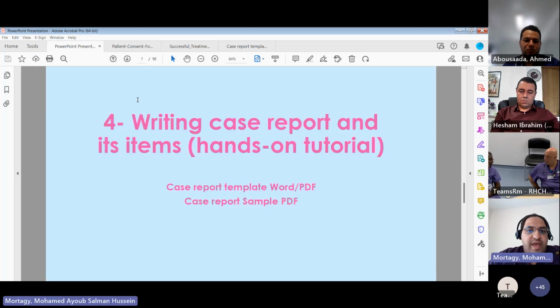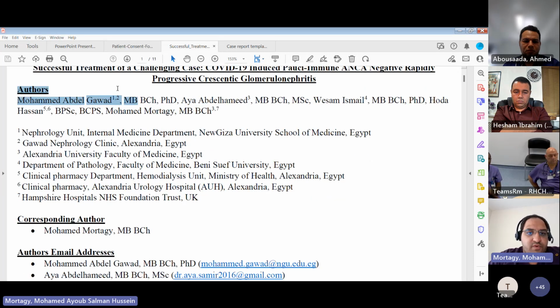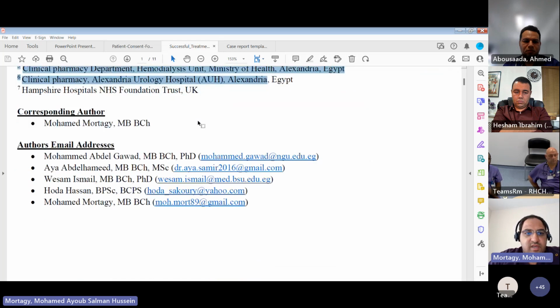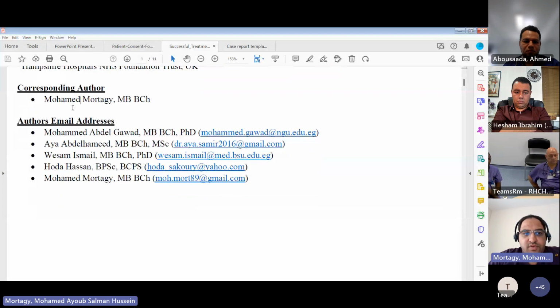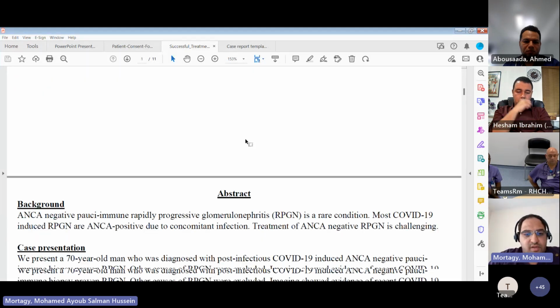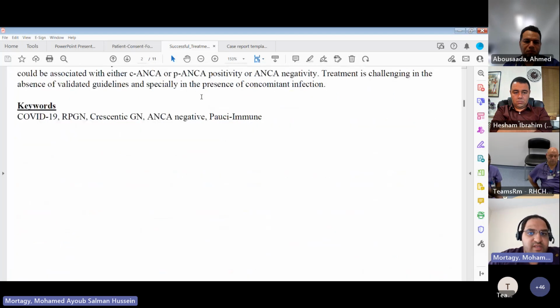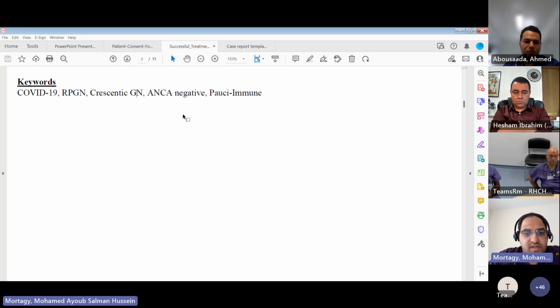And then, how to write your case report. This is a case report that I've written recently about treating COVID-induced post-immune ANCA-negative presenting glomerulonephritis. So in your case report, you have the authors, their affiliations, you have to choose the corresponding author, and then the authors' email addresses or their ORCID ID, which is like a researcher ID. You can Google that. And then you have a summary or abstract of your paper, just like 300 to 500 words, not more than that. Then keywords for indexing the article.